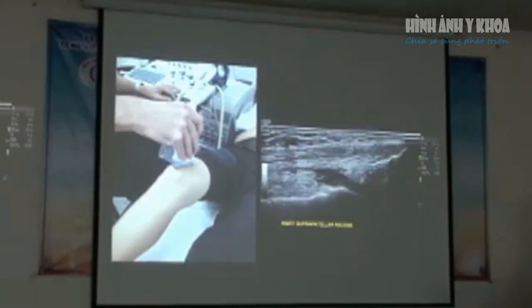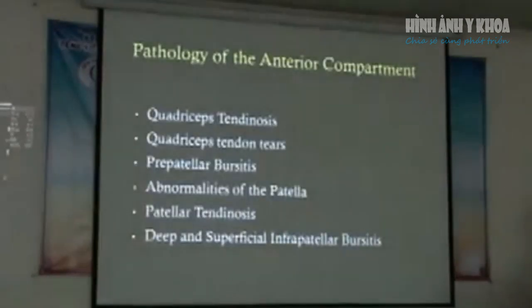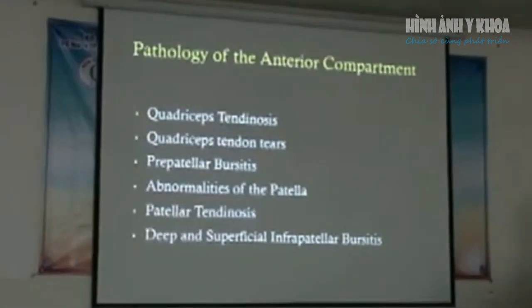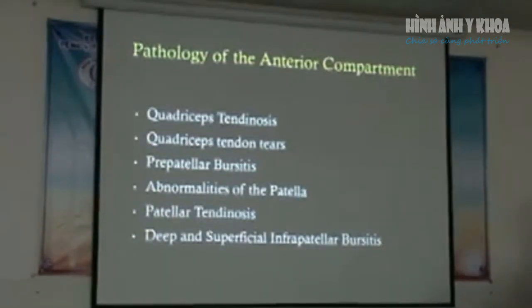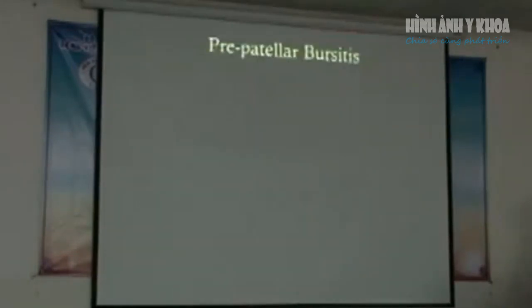So some common pathology that we see in the anterior compartment includes tendinosis, tears, bursitis, and we can also see some bony changes within the patella as well. Những cái bệnh lý ở khoang trước này cũng có như là viêm gân cơ tứ đầu đùi, rách gân cơ tứ đầu đùi, viêm bao hoạt dịch và những cái bất thường về xương bánh chè.